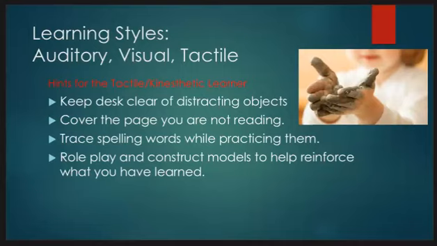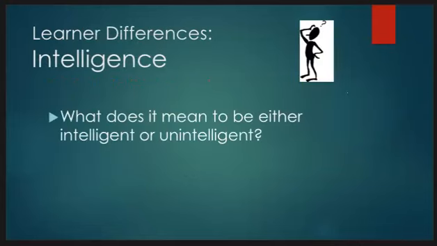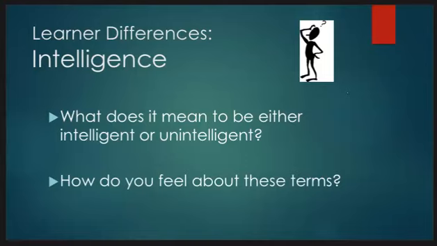Related to the idea of learning styles is the concept of intelligence. What does it mean to be either intelligent or unintelligent? Think about that for a minute. How do you feel about the terms intelligent or unintelligent? Do they potentially seem limiting? Have they been used against you or against someone you know?